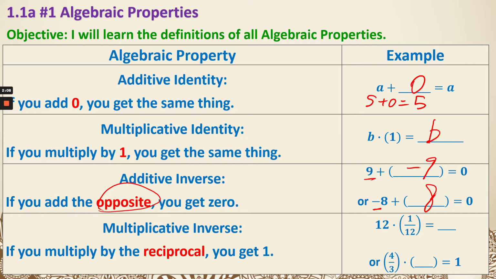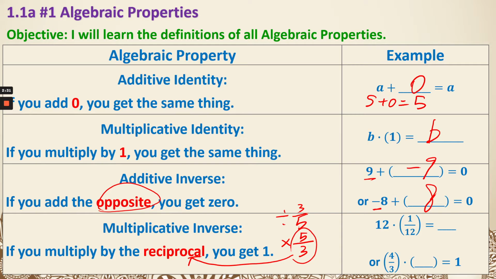The fourth one, multiplicative inverse. If you multiply by the reciprocal, you get 1. If you forgot what reciprocal means, we actually did it in review number 1 when we divide by fractions. Let's say we're dividing by 3 over 5. We actually do it as multiply by 5 over 3. And that is the reciprocal when we flip the fraction.